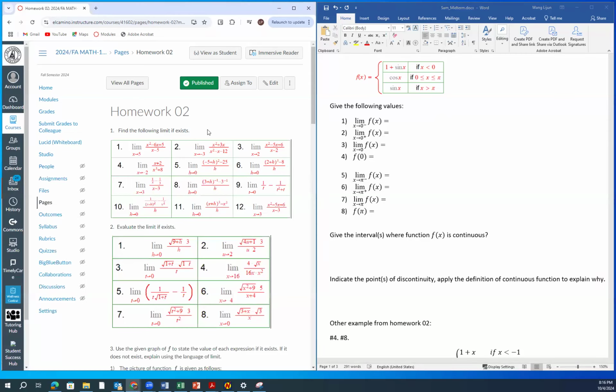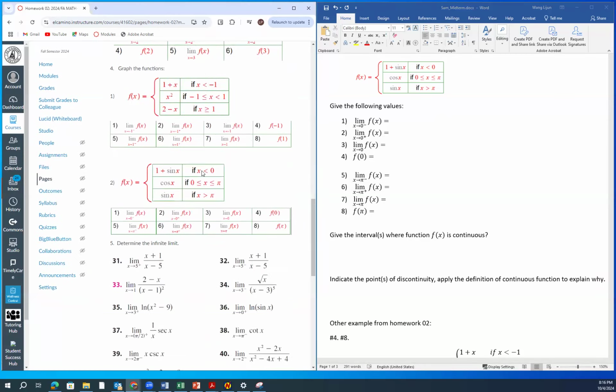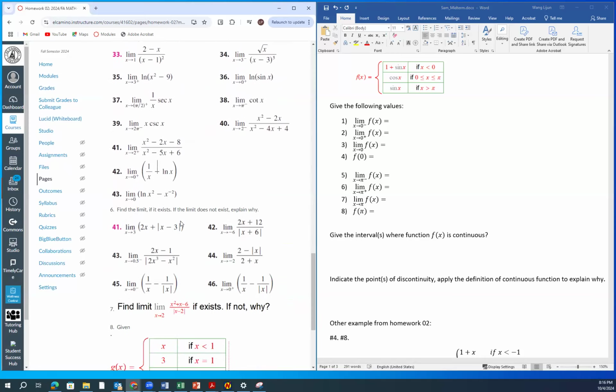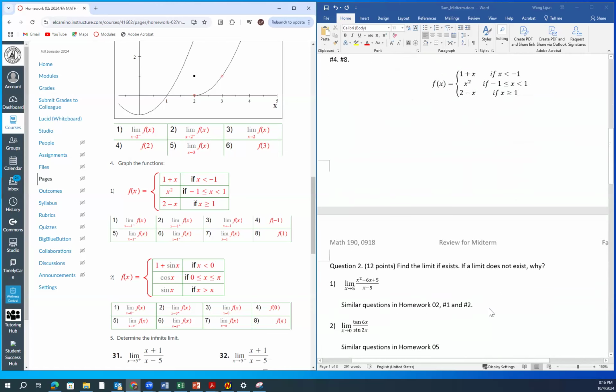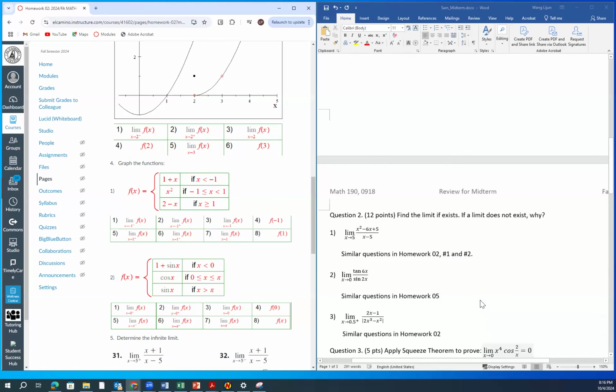In homework number 2, you see all of these questions. These questions are in homework set number 2; at that time, we only considered limits. Now after we have studied continuity, we're going to make a connection with continuity. So that's the first type of question about limits.